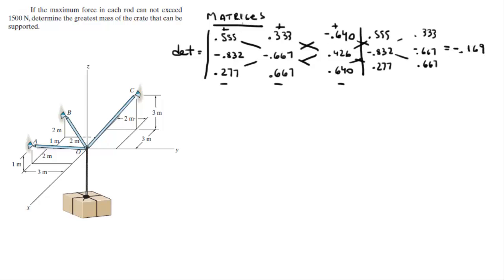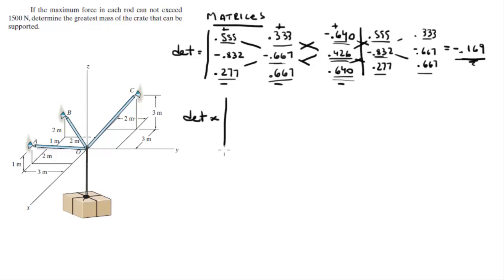0.169. In case you didn't catch it, this is 0.555 times negative 0.67 times 0.640, plus 0.333 times 0.426 times 0.277, you know, etc. Plus this times this, then minus this, minus this, times this, minus this, times this, times this. And when you get all of that into your calculator, you get that this is the main determinant. Then it becomes very easy from here.